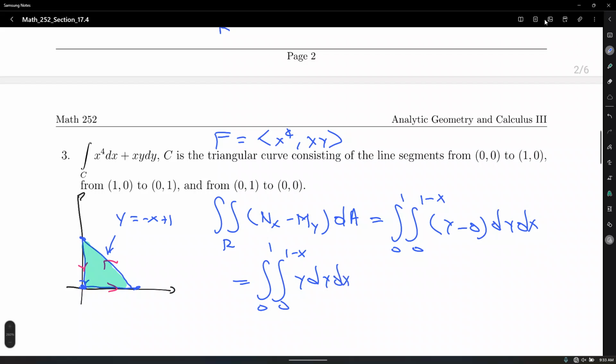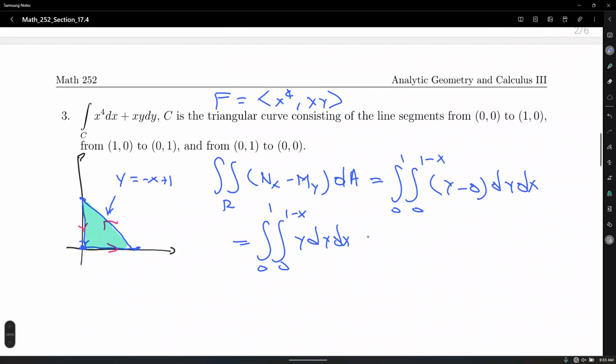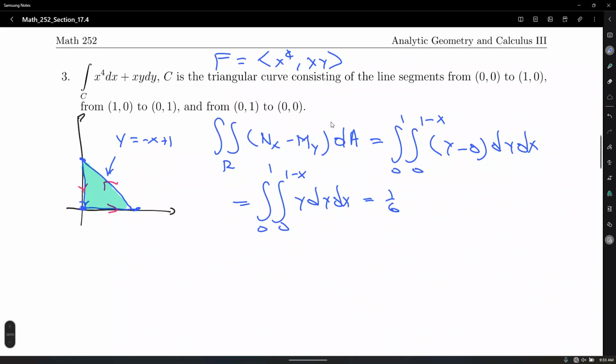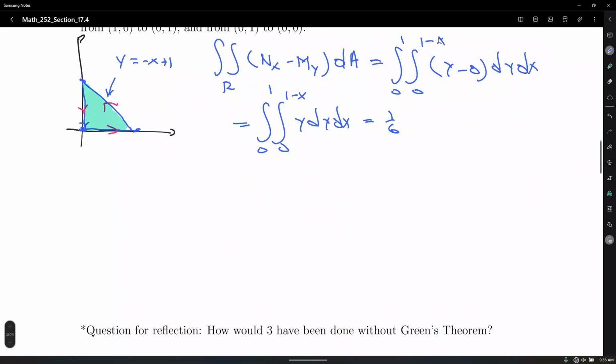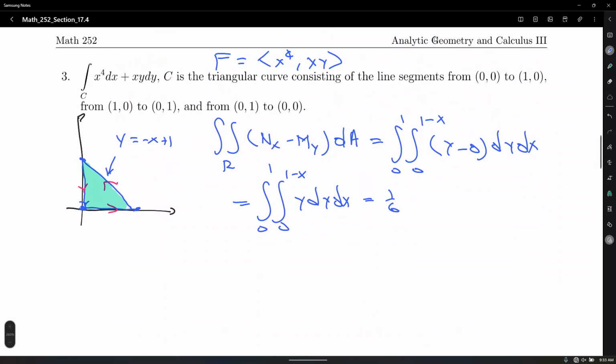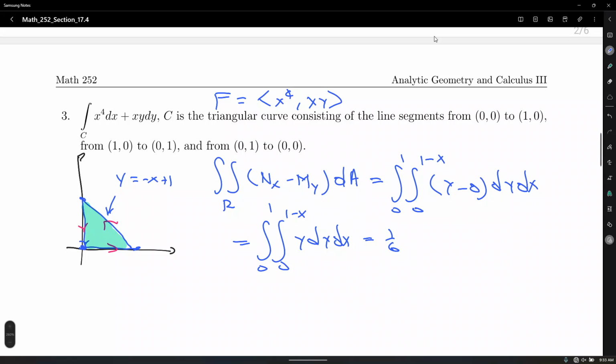I'm not going to evaluate the integral. I'll give you the result. That equals 1/6. This integral is not too crazy to compute. Okay, but what I want to get out of this example is a question for reflection at the bottom of the problem. How would number 3 have been done without Green's theorem? How would you evaluate this line integral if you didn't know anything about Green's theorem?